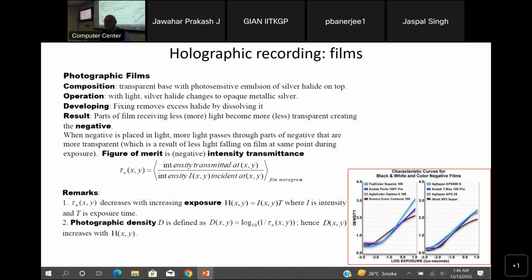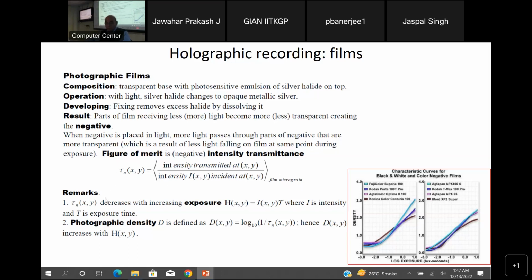Now, every one of those is characterized by some kind of figure of merit. I'm sure many of you have read that in Goodman's book or many other books. Figure of merit really has to do with what's called the intensity transmittance of the light at a certain point going through this film, or the developed film. So that transparency function is written as tau n. It's kind of the ensemble average of the intensity that's transmitted at a certain point on the negative, divided by the original intensity I of x and y that fell at that particular point. So as you can see, if the intensity transmitted at that point is lower, then this transmittance is lower, essentially. That's pretty much what it is.